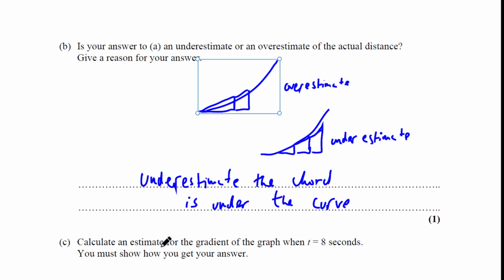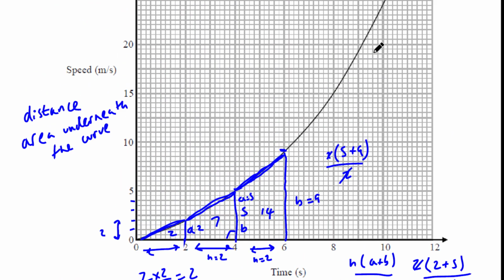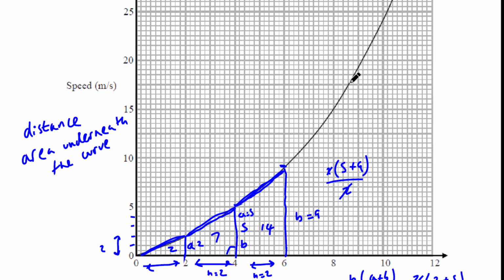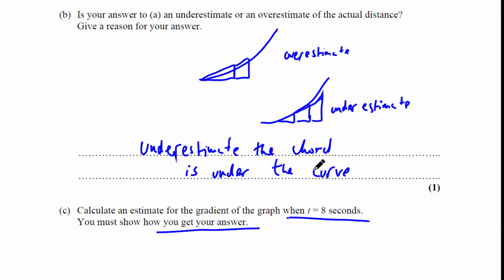Now it says calculate an estimate for the gradient of the graph when t equals 8 seconds. You must show how you got your answer. So you go to when t equals 8 and you try to do a line and find the change in y divided by the change in x, and this is important to use a ruler, so you'll just write that down.